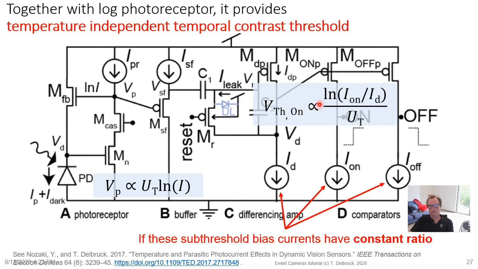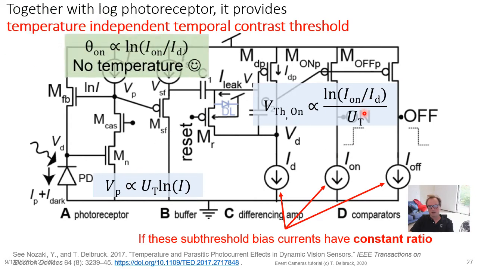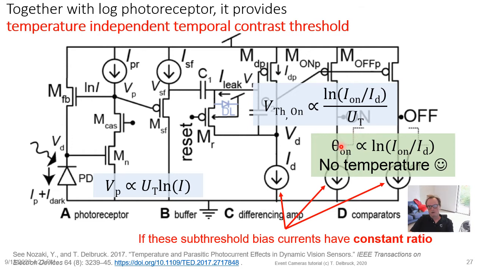Well, it turns out that the threshold voltage, for example, of this on comparator here through this amplifier, is inversely proportional to absolute temperature. If you work it out, it's proportional to the natural log of I on over ID, the ratio of these two currents. So this UT and this 1 over UT cancel out, and so the temporal contrast threshold, theta on, which is the threshold in delta log intensity, let's say it's around 0.25 delta log intensity, is proportional to the natural log of the ratio of these two currents. There's no temperature in there, which is quite cool. It means you don't have to adjust the biases with temperature.